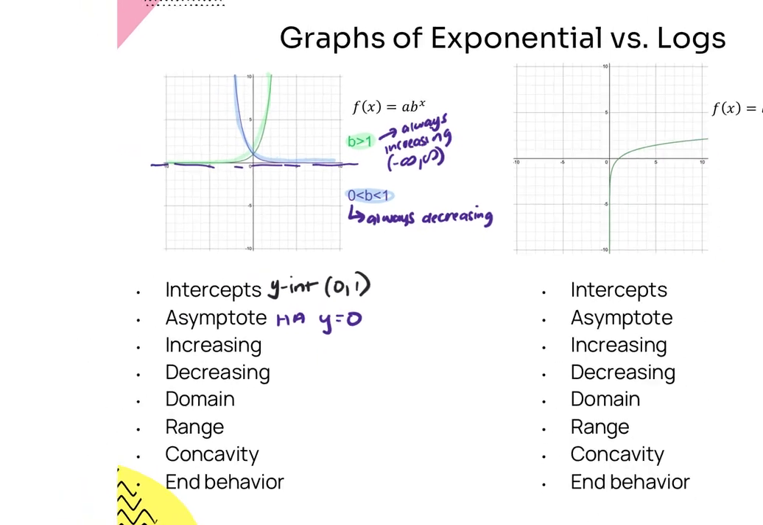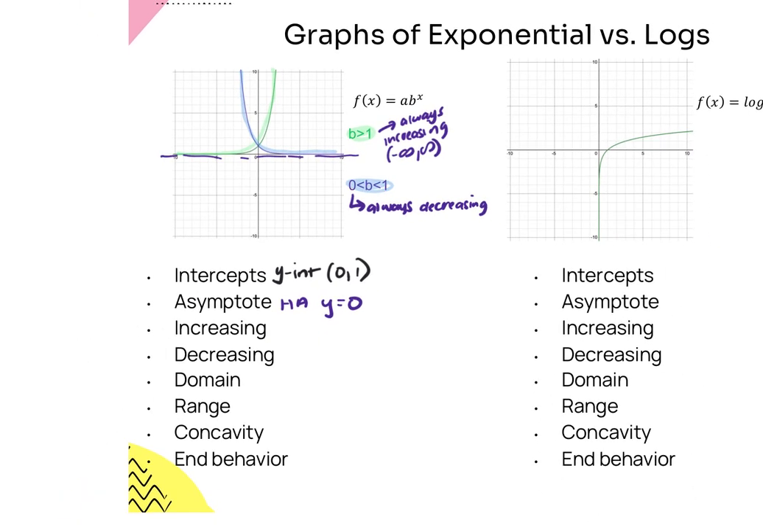Okay, now the range. Or no, sorry, let's go to domain. Domain is the same for both of these, right? Is there a domain restriction on exponential? No, so domain is all real numbers. And then the range on these two would be from 0, not including it, to positive infinity.